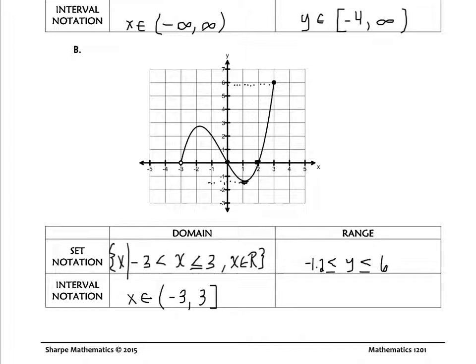So then we would have our curly brackets, y such that, and again it's continuous data, so it's all real numbers in between those values. And in interval notation, you would have the lowest value was negative 1.2, and the highest value is 6, and those would both be included, so you'd use square brackets around them.